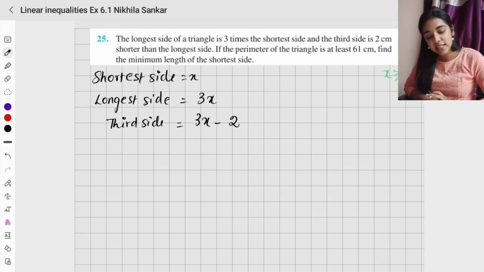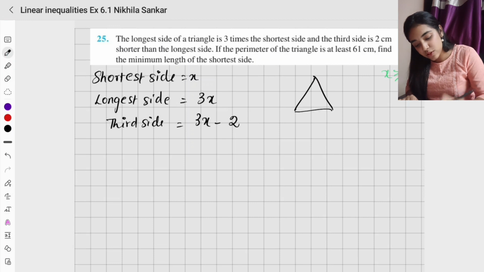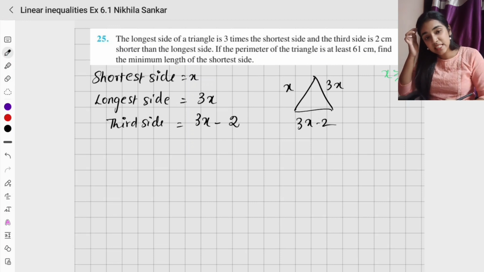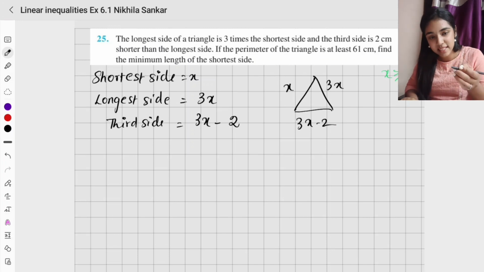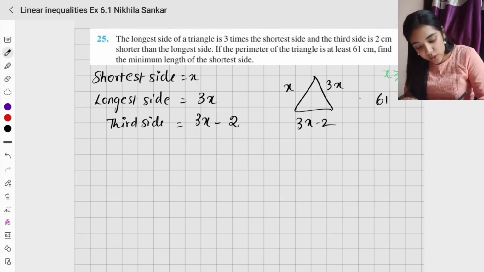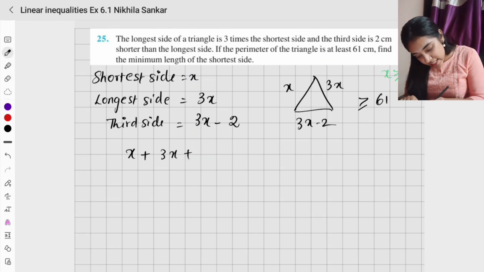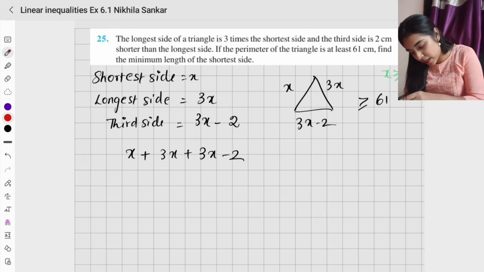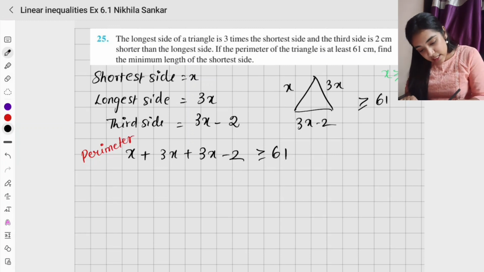If the perimeter of the triangle is at least 61. What is perimeter? Sum of all the 3. So one side is x, another 3x, another 3x minus 2. So the perimeter is at least 61 centimeter. That means it can also be greater than 61. At least means it can be 61, it can be 62. So what is the condition? Greater than or equal to 61. So x plus 3x plus 3x minus 2, this is my perimeter. Perimeter is at least 61 centimeter.